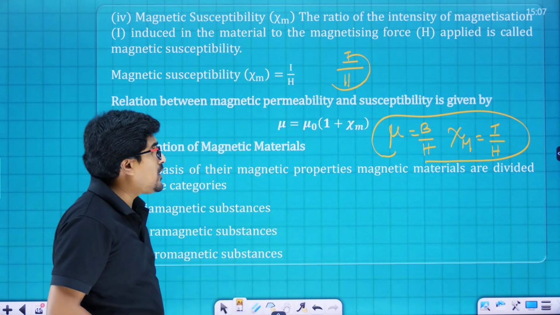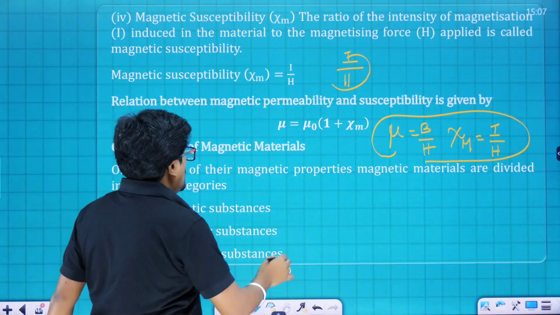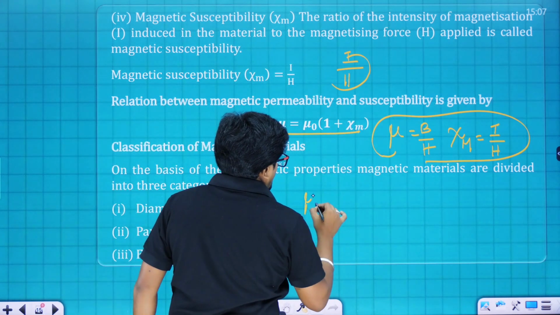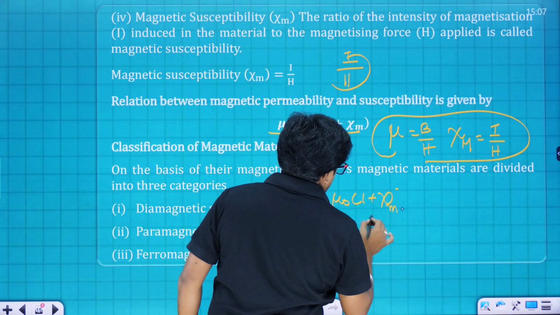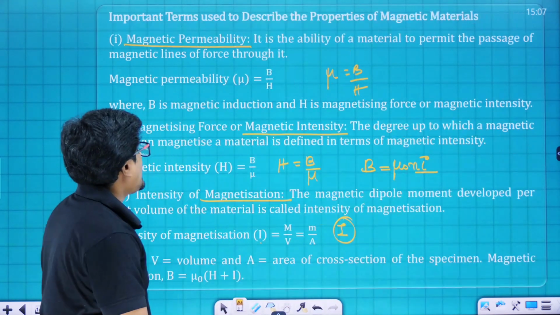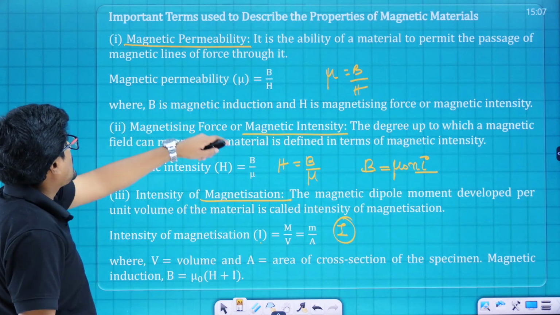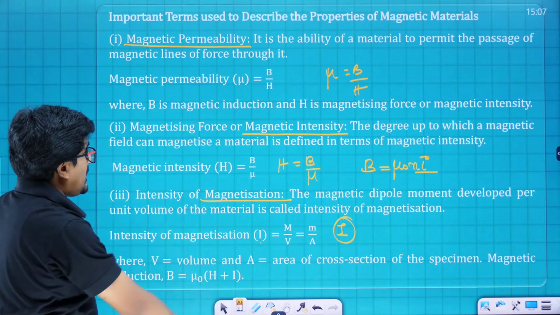And if you want to finally connect all this, we have this particular relation: mu is equal to mu naught into 1 plus magnetic susceptibility. Once again, I explain the terms. The first one is magnetic permeability, that was B by H.